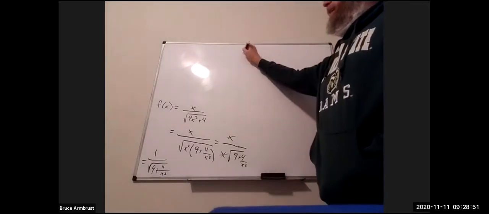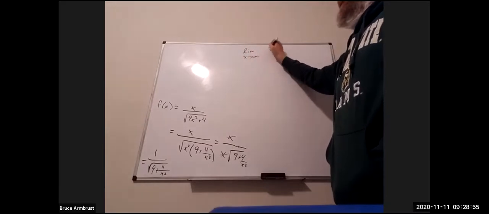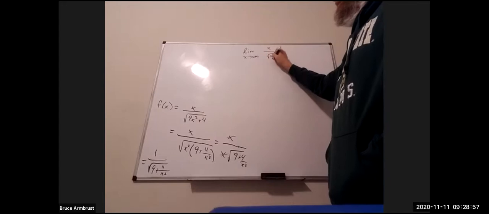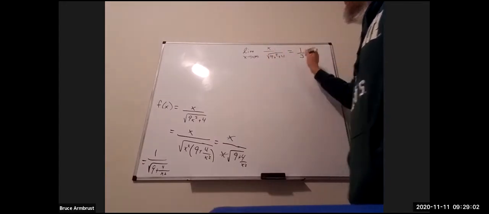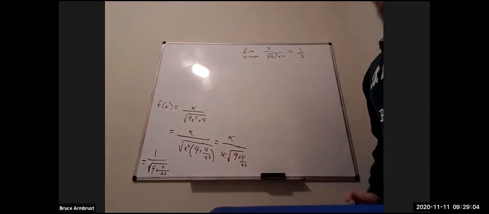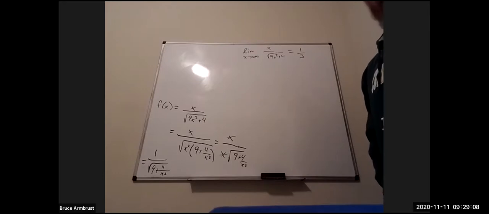So what we just found out is that the limit as x goes to infinity of x over the square root of 9x squared plus 4 is 1/3. So if you were to draw a graph of this thing, you would see that there is a horizontal asymptote at y equals 1/3.